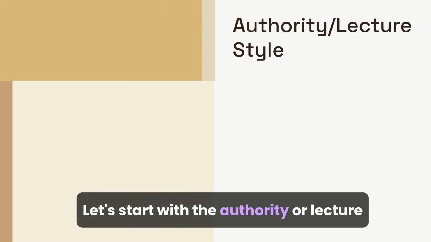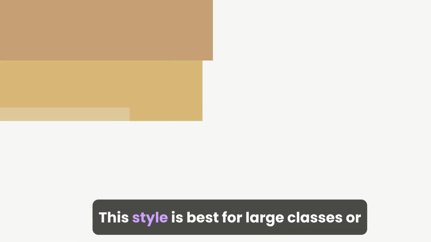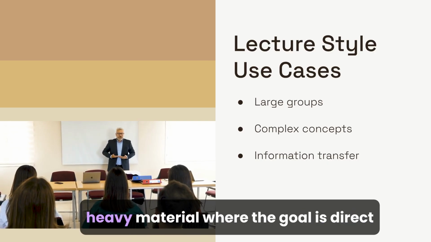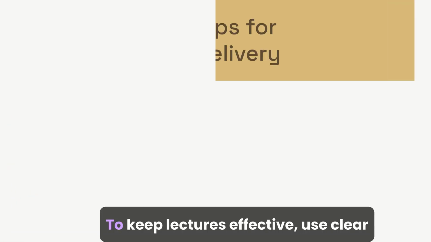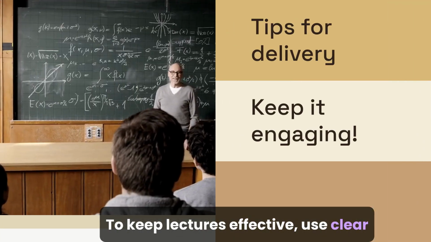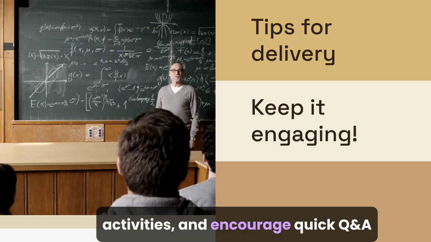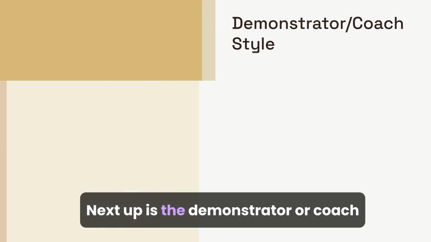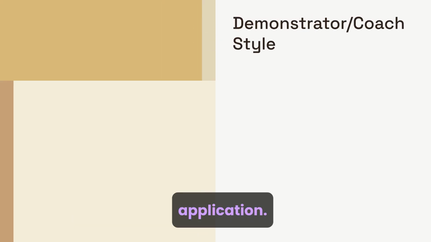Let's start with the authority or lecture style, one of the most traditional forms of teaching. This style is best for large classes or when introducing complex, information-heavy material, where the goal is direct, one-way knowledge transfer. To keep lectures effective, use clear visuals, break up long sessions with short activities, and encourage quick Q&A sessions to maintain engagement. Next up is the demonstrator or coach style, which shifts the focus to practical application.